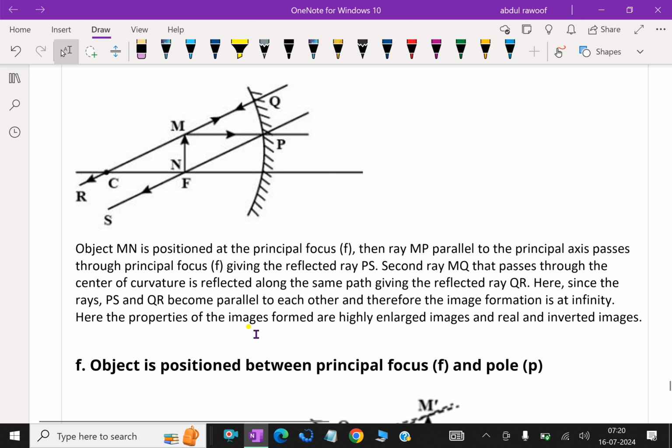The properties of the image formed are: highly enlarged, real and inverted.